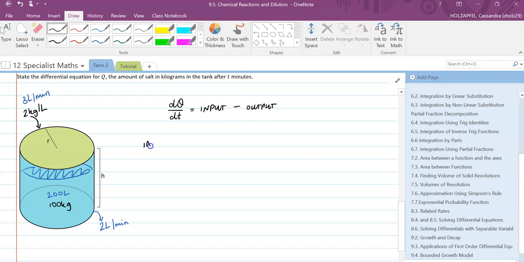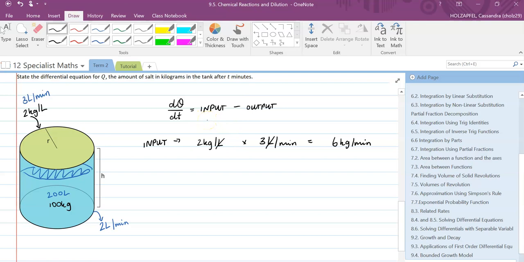So if we have a look at our input rate, we've got 2 kilograms per litre going in, right? So that would be our change in mass in a particular volume. But we also have our rate of 3 litres per minute going into the tank. So we've got 2 kilograms per litre multiplied by 3 litres per minute. So that's going to cancel out these litres terms, and we're going to end up with 6 kilograms per minute going into the tank. So that's going to be our input rate.